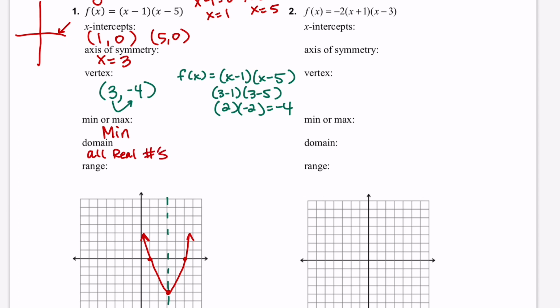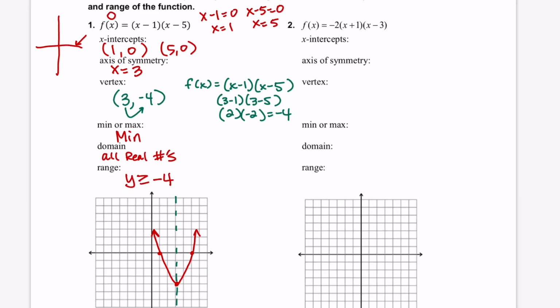Our range are our y values. The y starts all the way at negative 4. There's nothing below negative 4. It starts at negative 4 and it's everything above negative 4. So we're going to say y is greater than or equal to negative 4.